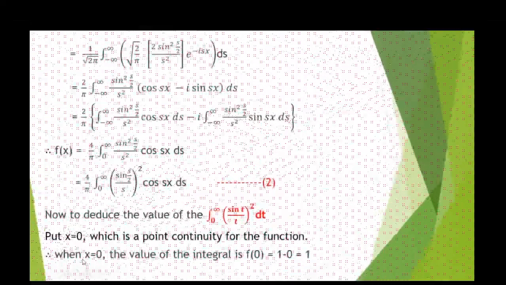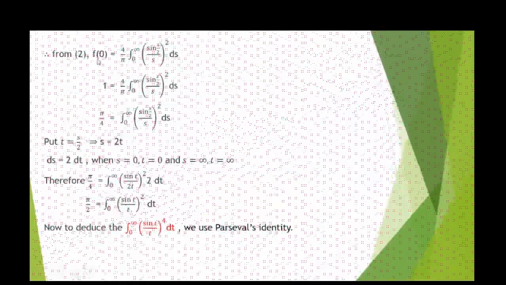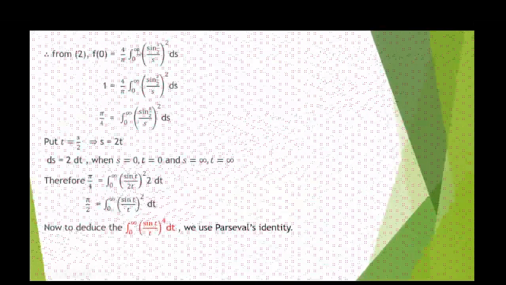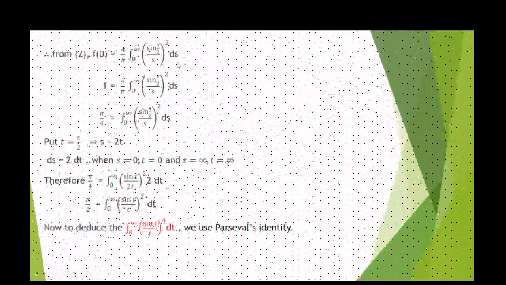When x equal to 0, what do you get? The value of the integral. What is given in the function? It is 1 minus modulus x. So x is replaced by 0, meaning f of 0 is equal to 1. So from the second equation, f of 0 is equal to 4 by pi integral 0 to infinity (sin s by 2 divided by s) the whole square into ds. Cos 0 is 1. F of 0 value is 1.